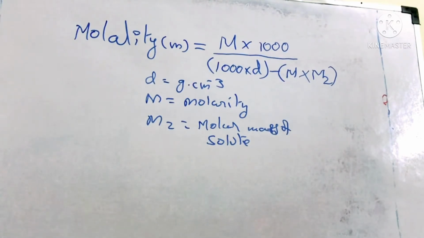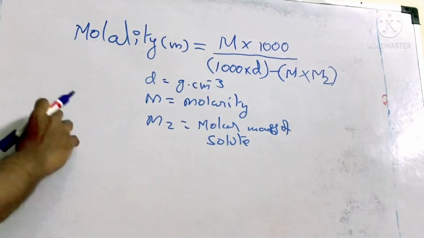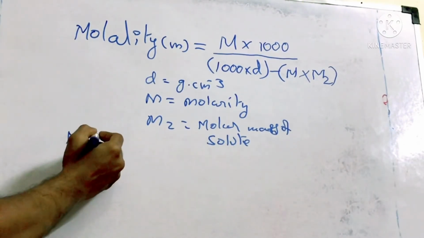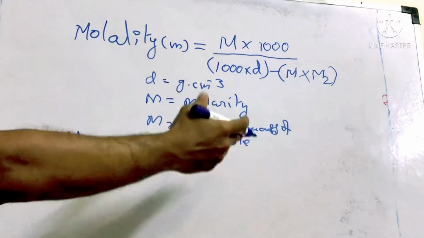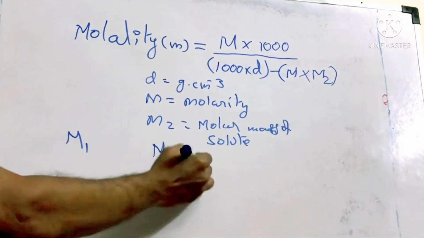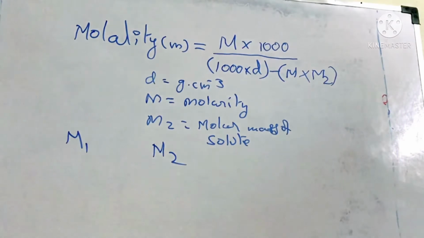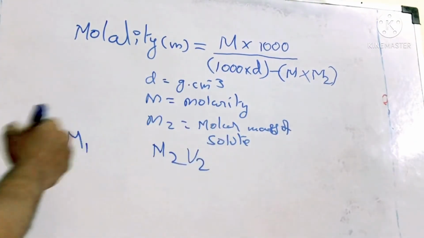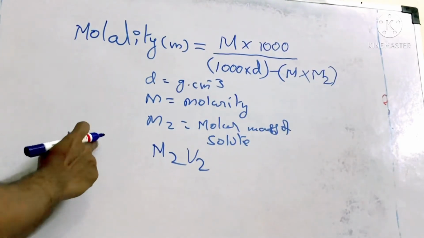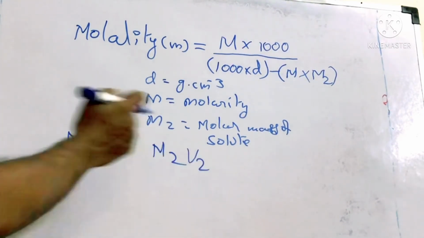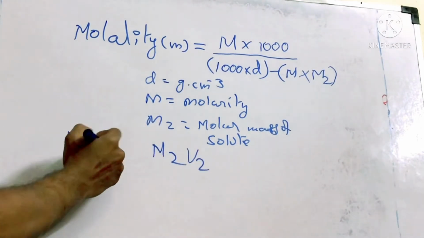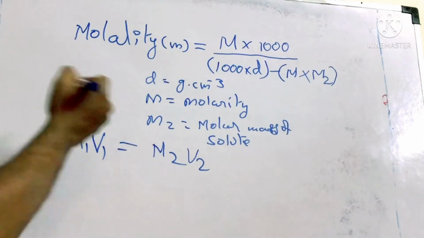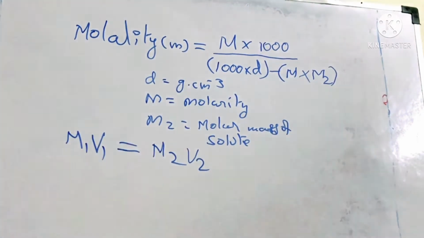Okay, sometimes they will give some solution of a known molarity, for example M1, and they will ask you to prepare another unknown molarity. For example, it is 0.1. Now they may ask you to prepare 0.05 molar solution, and they will ask how much volume of this needs to be taken and diluted to this volume. So for that you want to get V1. The relation between these two is M1 V1 equal to M2 V2.